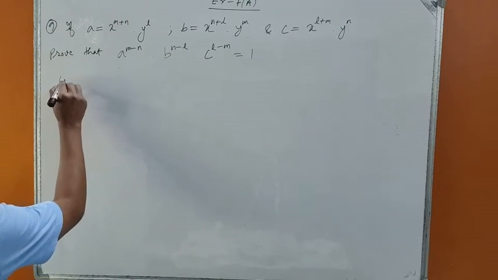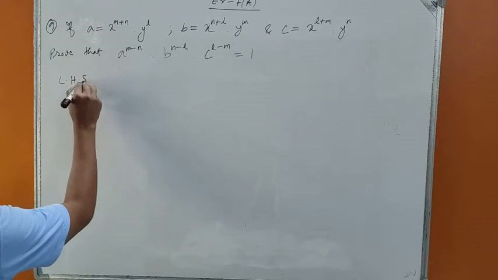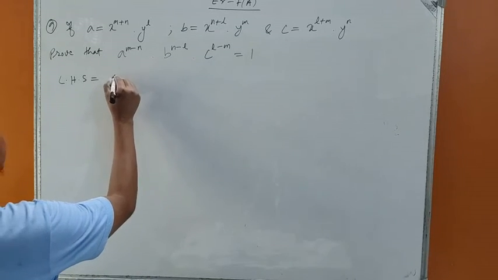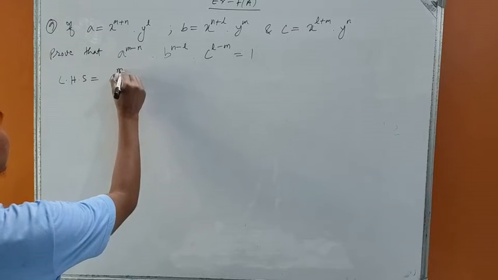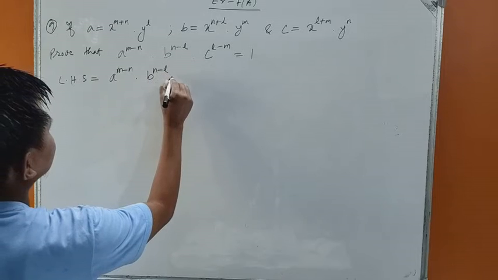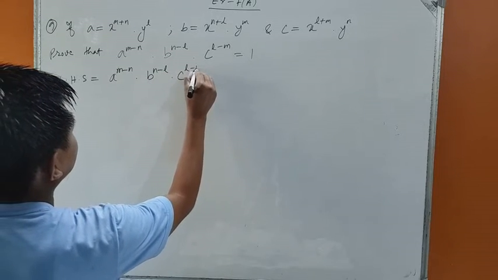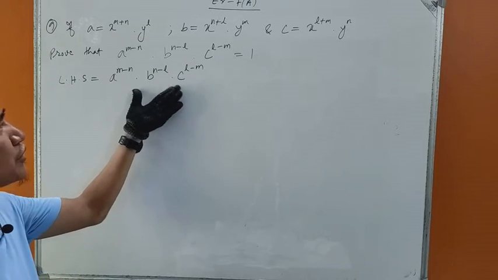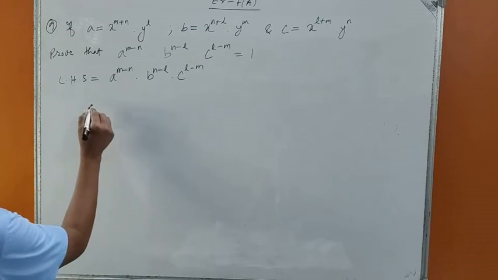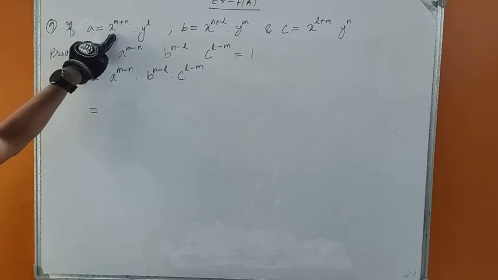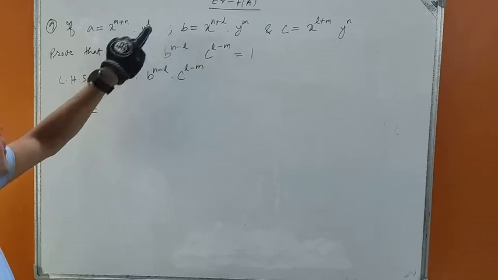So let's write LHS equals to, the question is very simple but a little tedious one, okay, little boring. a to the power m minus n into b to the power n minus l into c to the power l minus m. This is what we have in the left hand side, and we are asked to prove this equals to 1, isn't it? So let us put the values of a, b and c. a means x to the power m plus n into y to the power l.